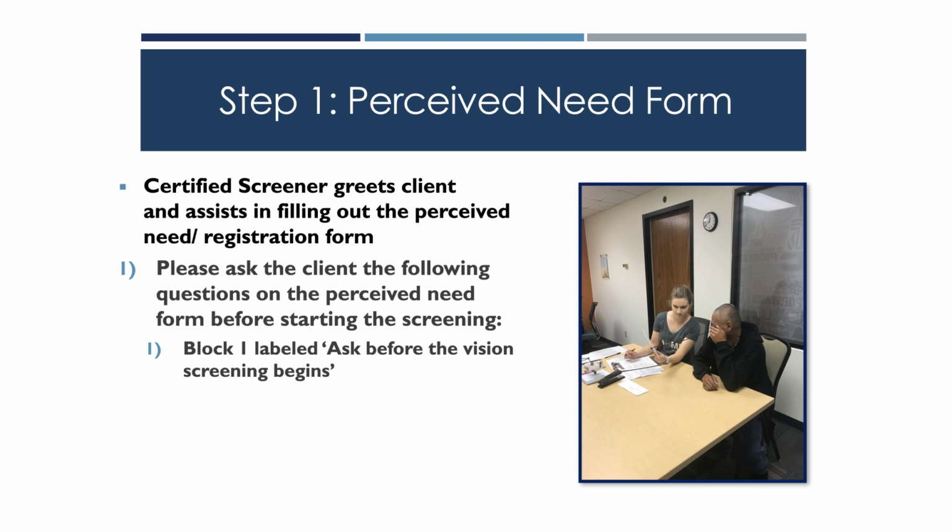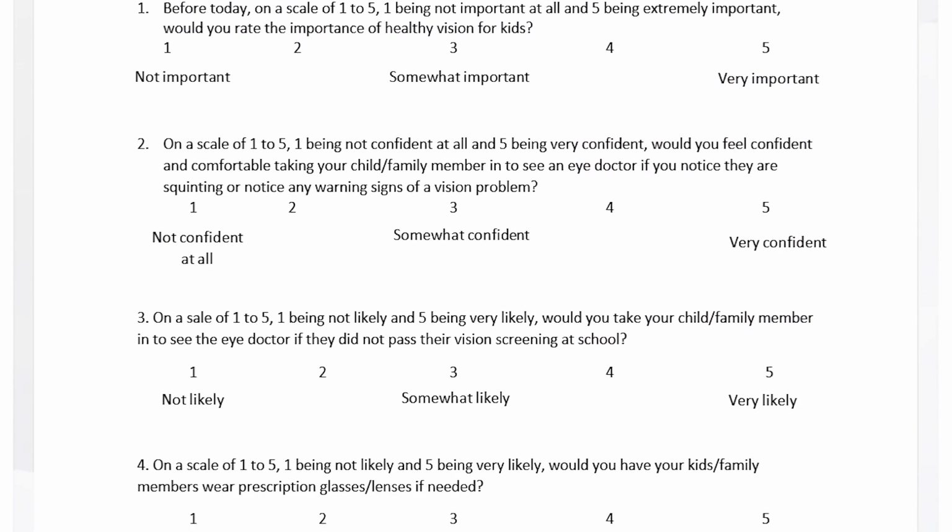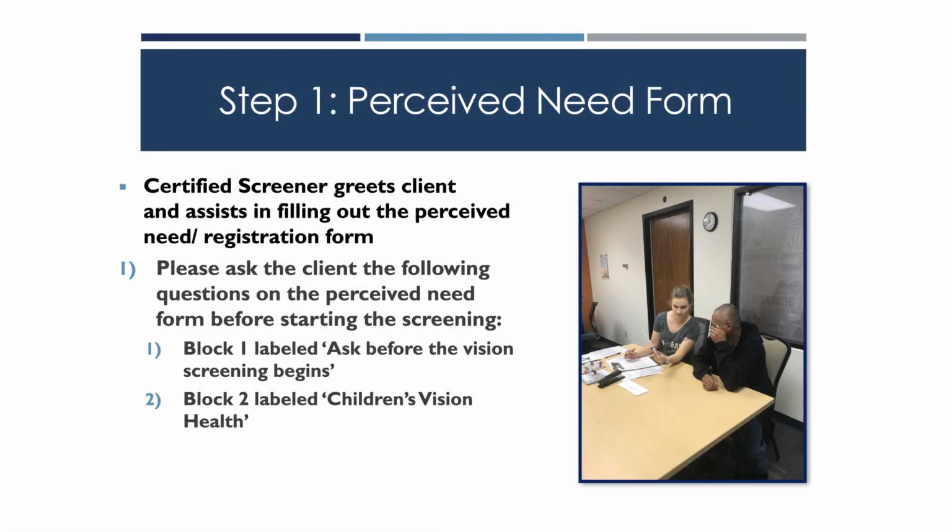Once this is complete, you are going to go to block 2 questions on children's vision health. We really want to learn about how families view vision health, not just adults, and to see if their viewpoints will shape how their kids grow and develop and have viewpoints on vision health when they are adults. So you then are going to proceed asking questions 1 through 4 on block 2, children's vision health.